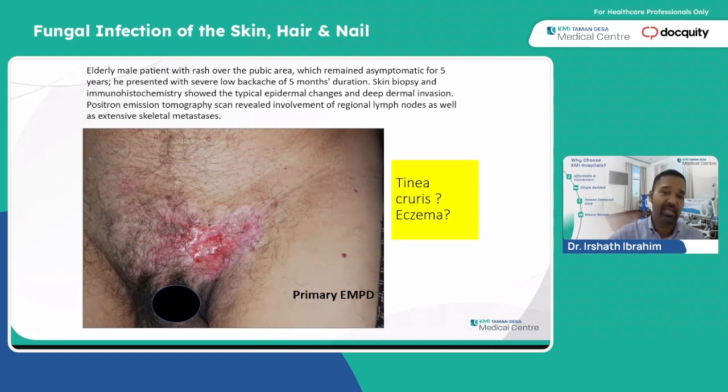If it's secondary, that means it is arising from an organ inside, maybe prostate carcinoma or uroepithelial carcinoma or adenocarcinoma that has spread to the skin. So that is secondary extramammary Paget's disease. It could also present like this. So you need a skin biopsy. Okay, so that is some differential diagnosis.